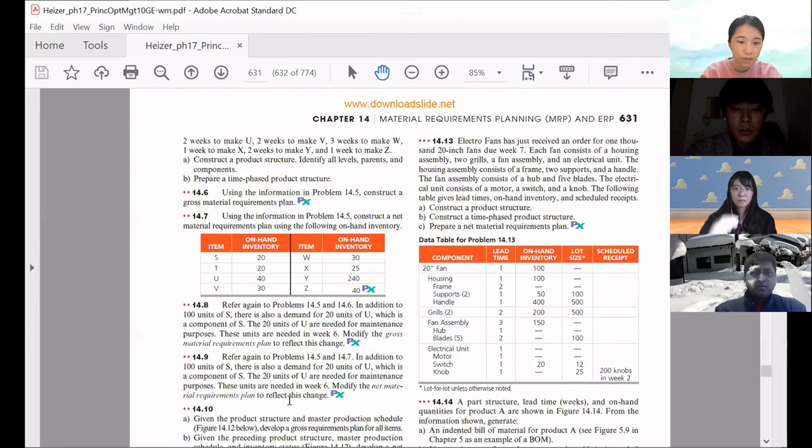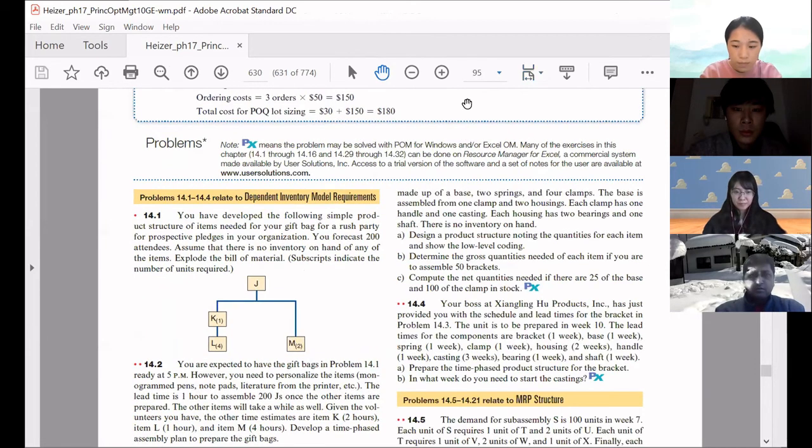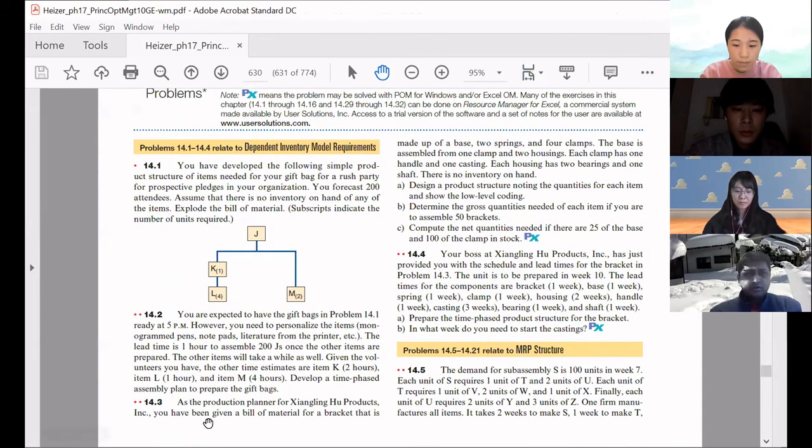As the production planner for Jiangling Hue Products Incorporated, you have been given a bill of material for a bracket that is made up of a base, 2 springs, and 4 clamps. So you need to imagine this product, okay? It doesn't show the product, it just describes it.